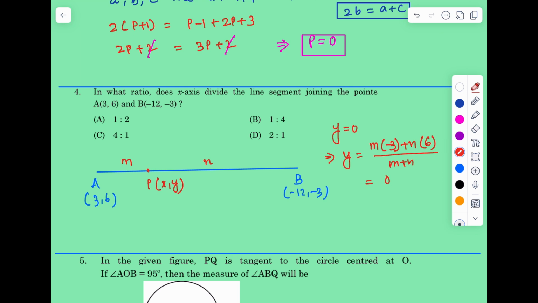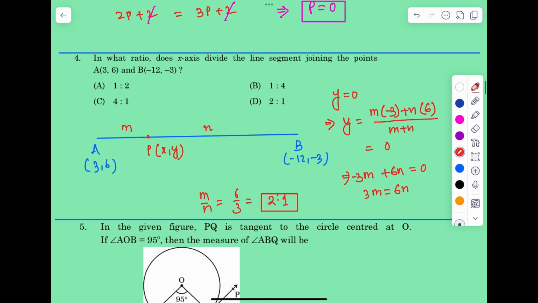Now this implies minus 3m plus 6n is equal to 0, or 3m is equal to 6n, or we will get m by n equal to 6 by 3, which is equal to 2 by 1, that is 2:1. The answer will be 2:1.